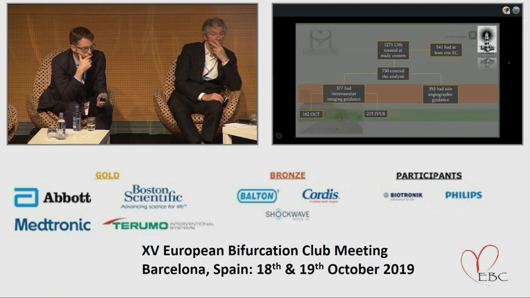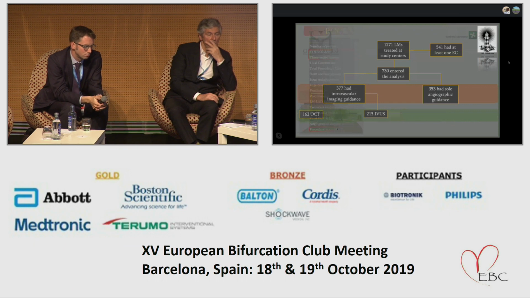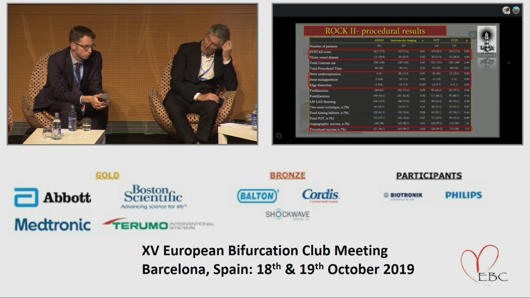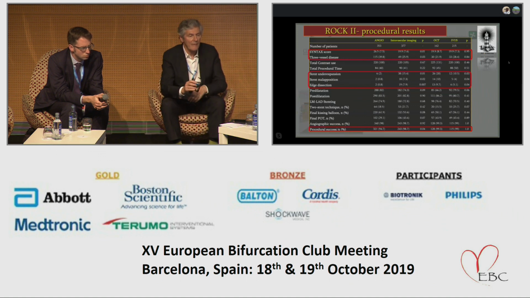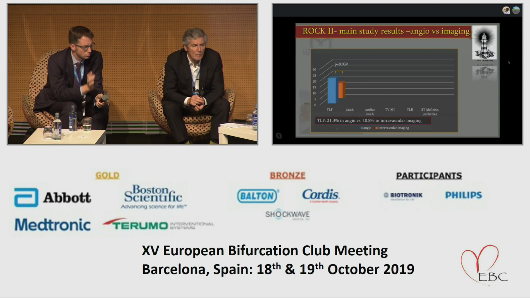Procedural results are a little bit different. Obviously, this is not a randomized clinical trial, but what is important is that intravascular imaging and most of the OCT was able, more than the other technique, to detect a stent under expansion, stent malapposition, and edge dissection. So the main result after a very, very long follow-up of almost 3 years, where the TLF was significantly reduced by intravascular imaging, 21.3% versus 10.8%. That was also reduced. This is probably a play of chance, and the other endpoints were not different.